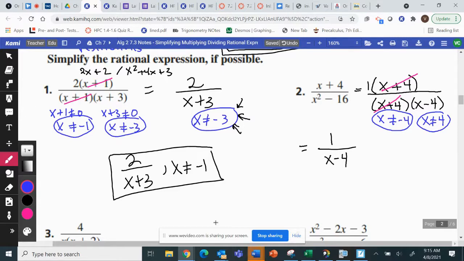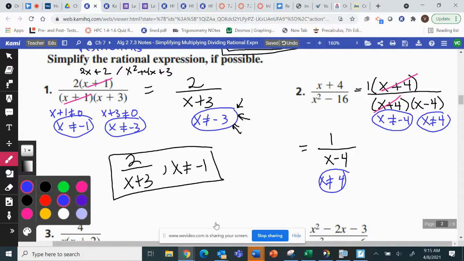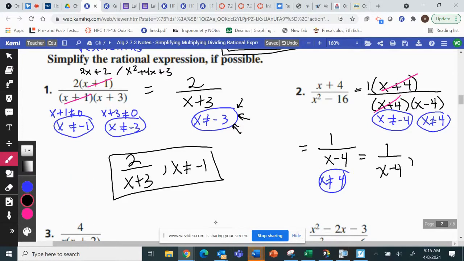Yeah, domain restriction again. So x cannot equal 4. Did anything change from when we factored it till after we canceled it? Did anything change domain restriction wise? So our answer is going to be 1 over x minus 4, comma, x does not equal, what do I put? -4. I put the 1 that is not in my simplified answer. I put the 1 that disappeared.